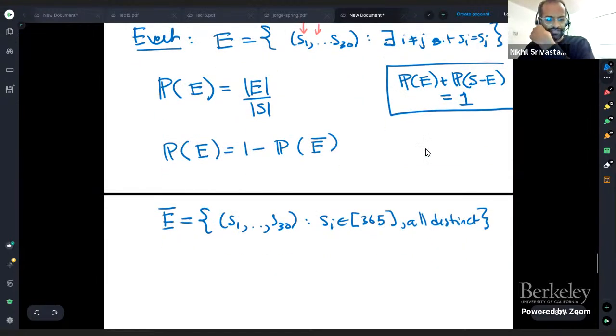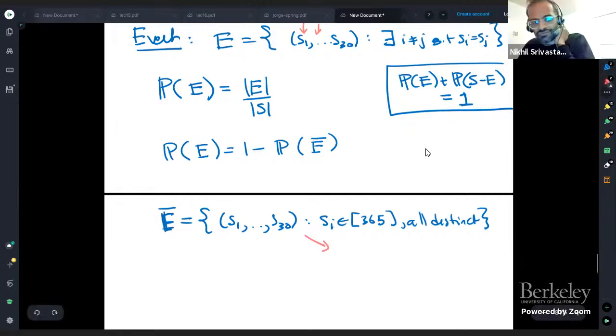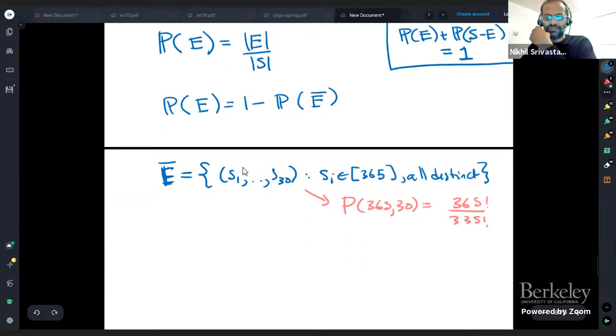Anybody know how to count arrangements of 365 objects into 30 objects that are all distinct? 365 choose 30. Okay, so somebody said 365 choose 30. That's not quite right because that's the number of unordered ways. Yeah, the permutation, right? So P(365, 30), which is 365 factorial over 335 factorial. And so now, oh, sorry, this is the cardinality of E bar, not E.